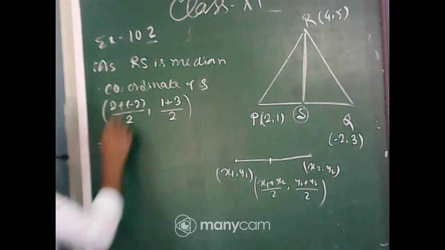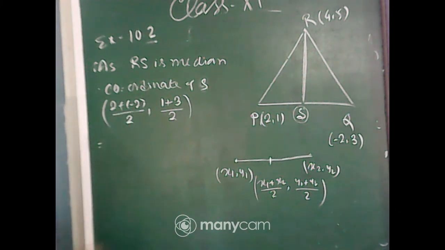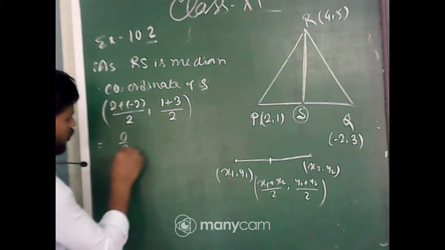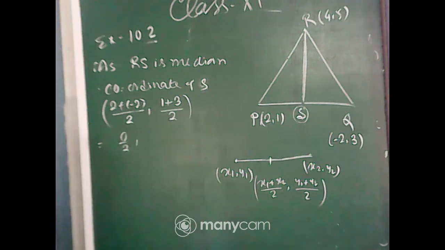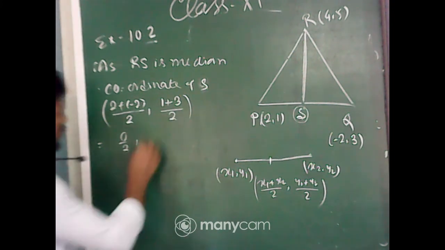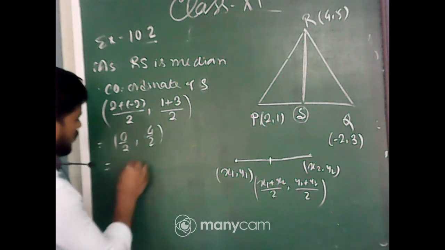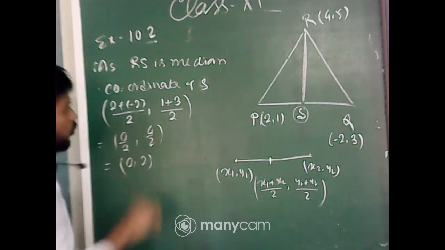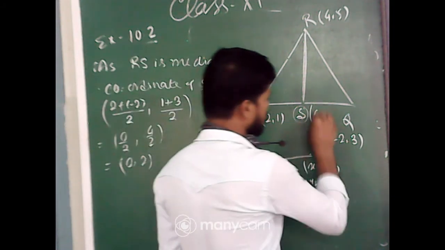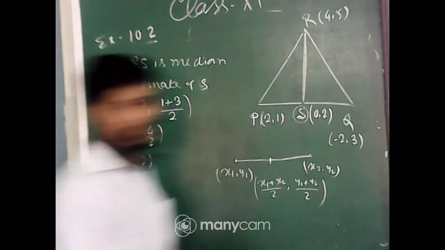So 2 plus (minus 2) gives 0, so 0 by 2, and 1 plus 3 is equal to 4, and 4 by 2 is 2. That means (0, 2) is the coordinate of the point S. (0, 2) is the coordinate of the point S.